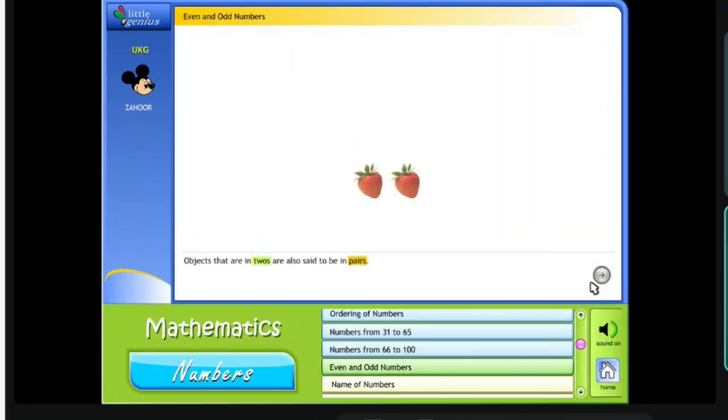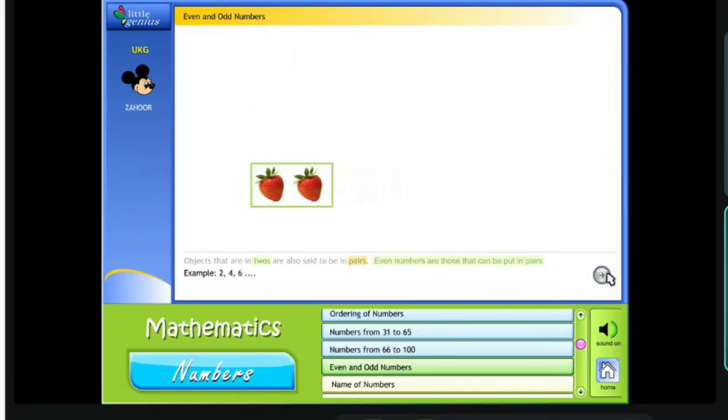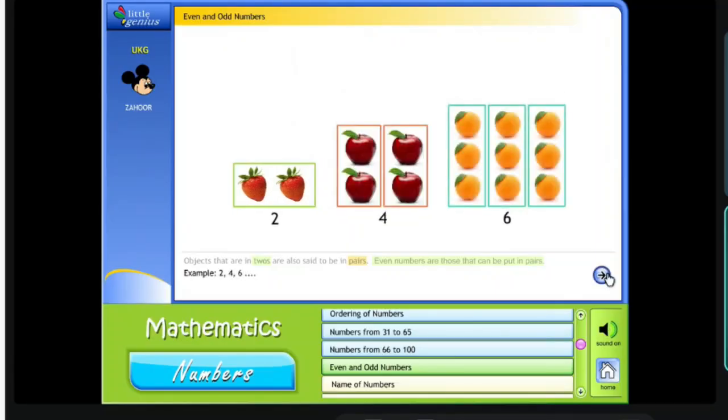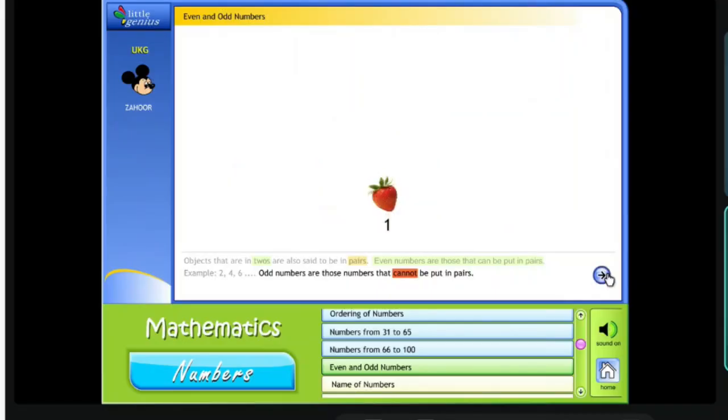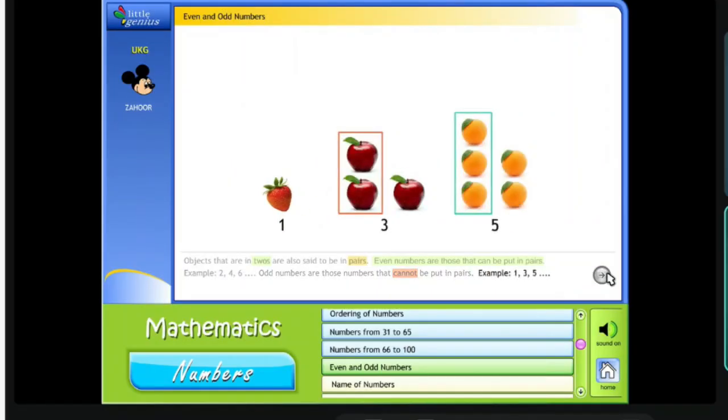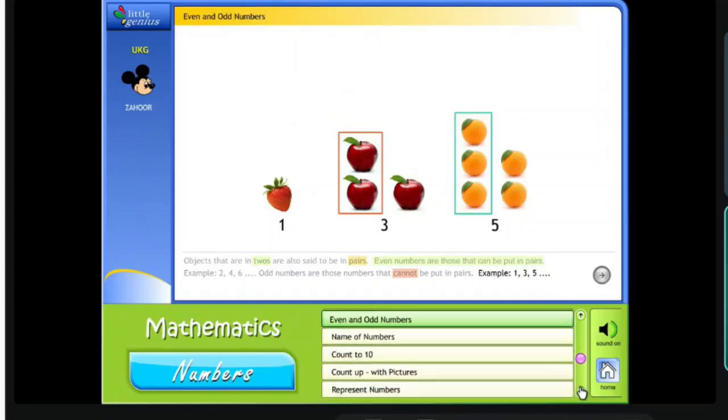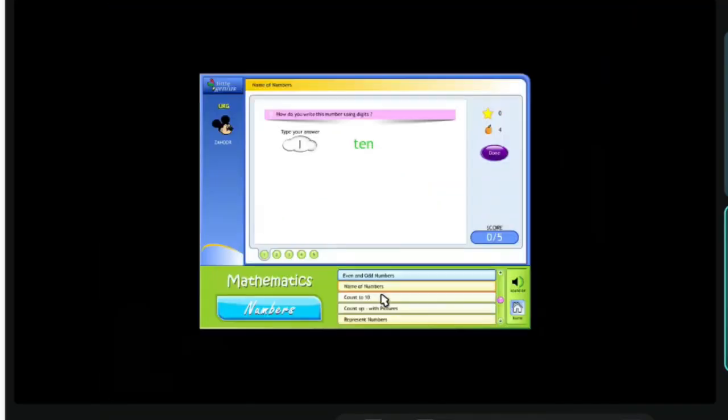So, even and odd numbers. Objects that are in groups are also said to be in pairs. Even numbers are those that can be put in pairs. Example, 2, 4, 6, etc. Odd numbers are those numbers that cannot be put in pairs. Example, 1, 3, 5, etc. So tests also will be here.